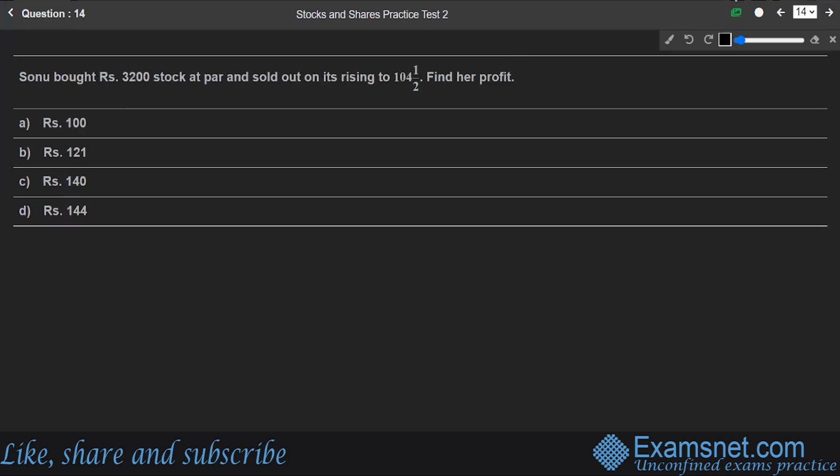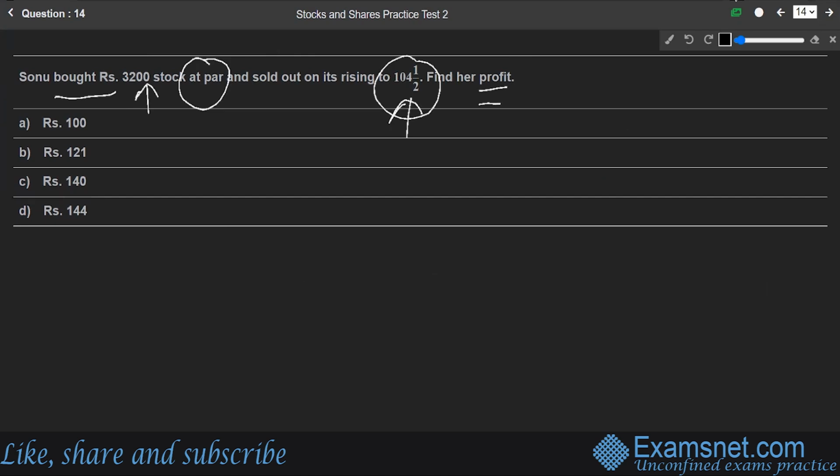Now he says Sonu bought rupees 3,200 stock at par. If the stock is available at par, that means the face value becomes equal to market value, and sold out on its rising to 104 1 by 2. So the selling price is this much. Market value will be equal to the face value only, because it is bought at par. Find her profit.